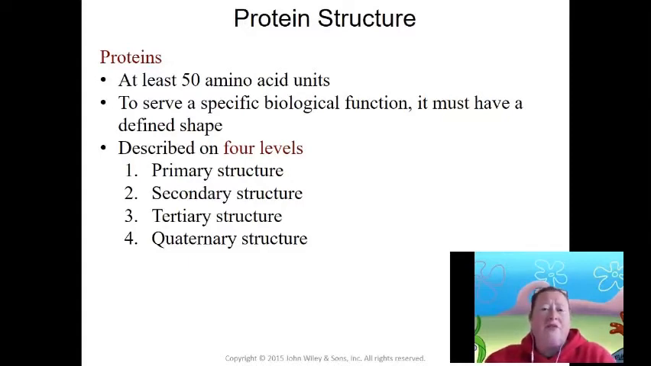Secondary structure includes the initial folding that starts to take place as the protein is being made, and the dominant force that holds secondary structure together is hydrogen bonding between hydrogen and oxygen on the protein backbone. And examples of those include alpha helices and beta pleated sheets.